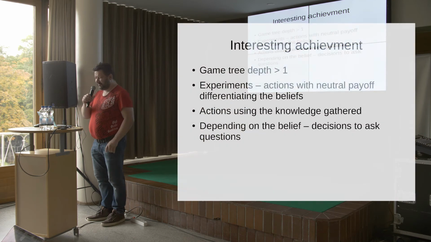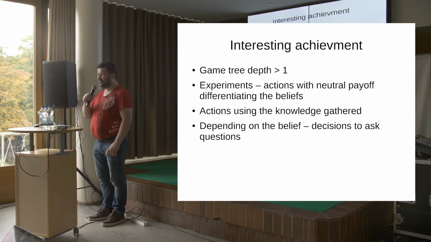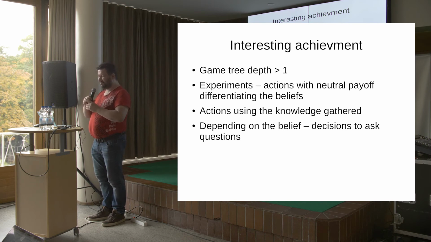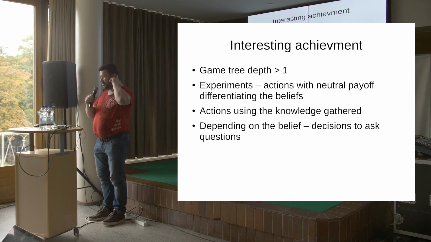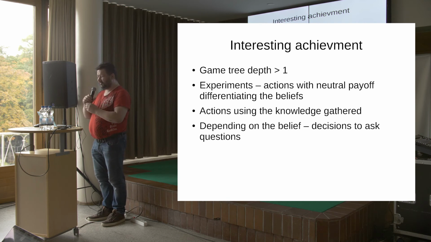Now, the interesting achievement of this algorithm. This is almost the last slide. When you have a game tree depth greater than 1, and you have some experiments, when you have actions with neutral payoff, for example, do nothing gives you 50, and ask a question, perform some experiment, gives you 50 also.